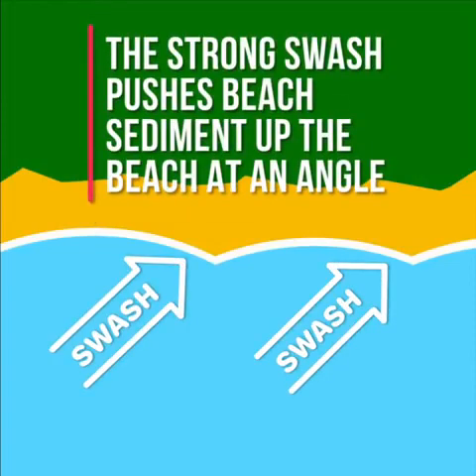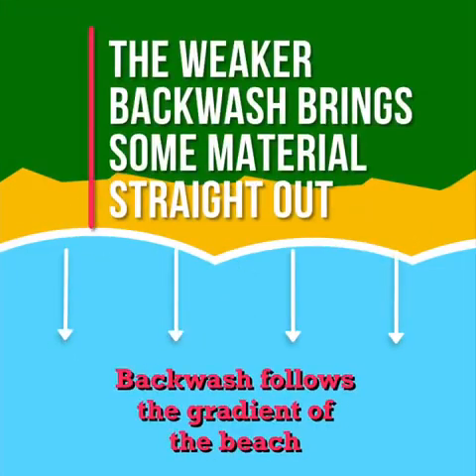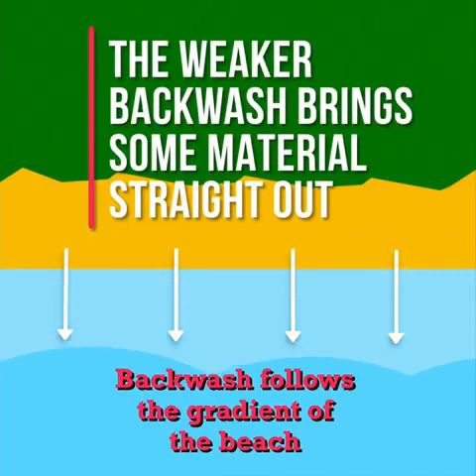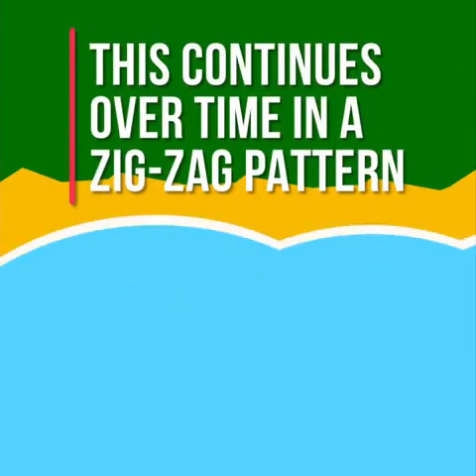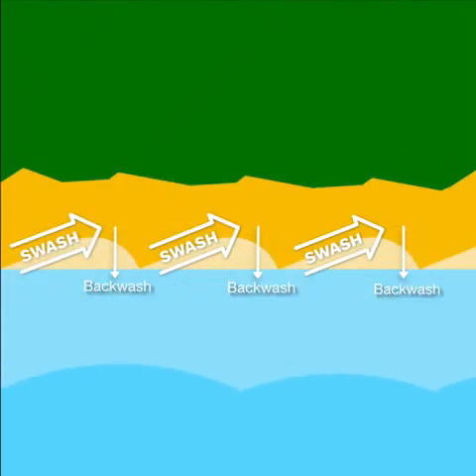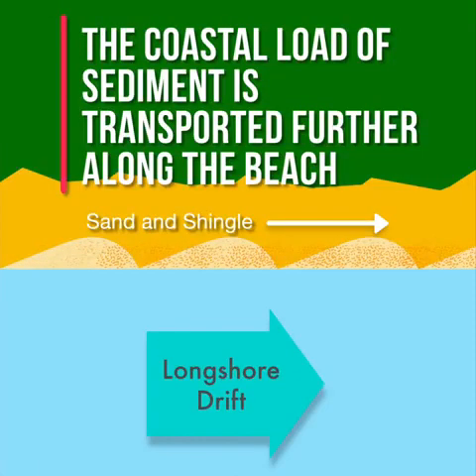The strong swash pushes beach sediment, such as sand and shingle, up the beach at an angle, in the same direction as the waves. Following the gradient of the beach, the weaker backwash brings some material straight out. This continues over time in a zigzag pattern. The coastal load of sand and shingle is transported further along the beach by longshore drift.